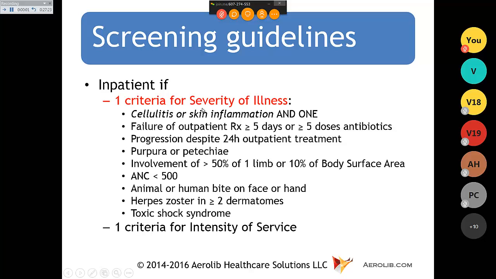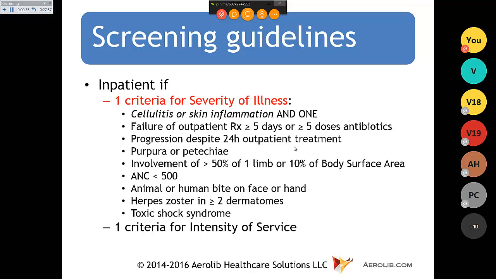When they talk about criteria for severity of illness, they talk about the presence of cellulitis but failure of outpatient treatment with more than 5 doses of antibiotics, and this is arbitrary. If you choose an antibiotic that only needs to be given once a day or once in 2 days, depending on whether there's renal failure and you're treating at a dialysis center, this is where you need to document. Progression despite 24 hours of outpatient treatment, and that's obvious. This is failure of outpatient treatment. You tried to do it as an outpatient, it didn't work, the patient came in.